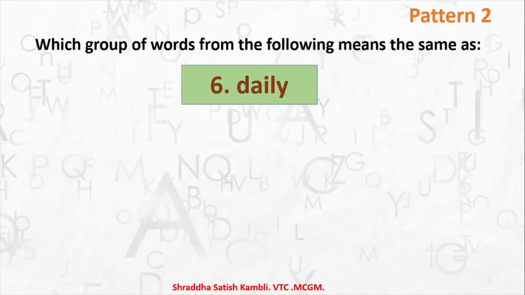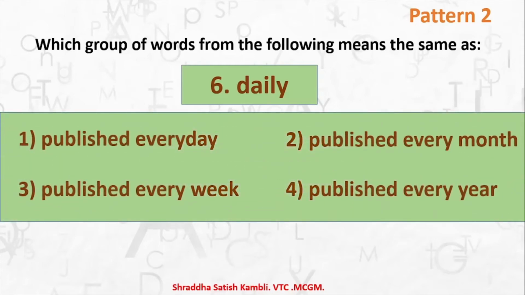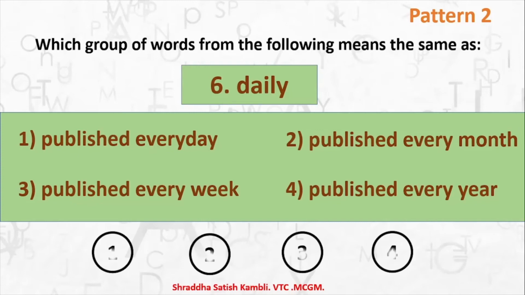So we have the word daily. So daily means what? You have 4 options. Let us see which one from these 4 options is the right one. The 4 options are: daily means published every day; daily means published every month; daily means published every week; or daily means published every year. So daily means, yes, what? Correct. Daily means published every day. That is why it is called daily.